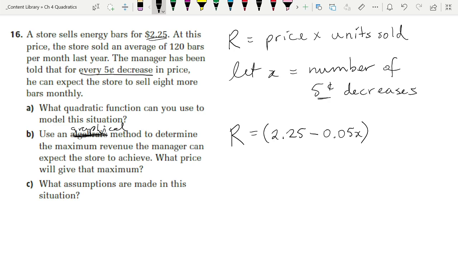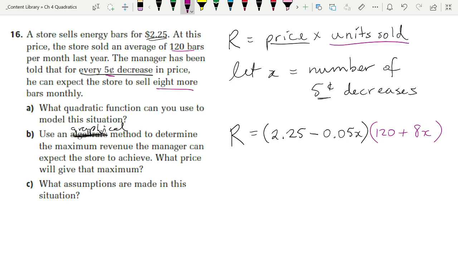Why would a store do that? Well, maybe they like the idea of the price being countable with change, and we don't have pennies anymore, so we have to deal with 5-cent nickels, right? So there we go. There's price. Now, times, let's use a different color, units sold. What does units sold look like? Well, right now, it's 120. But for every 5-cent decrease, we're going to gain 8 more sales. So I sell 120 normally, but I'm going to increase that. For every decrease in 5 cents, I go up 8 sales.